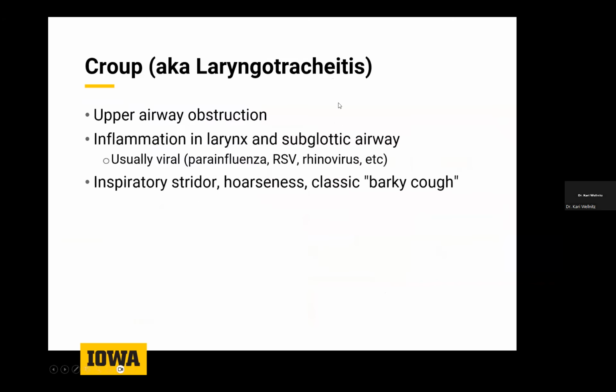So croup, the long fancy name is laryngotracheitis, which describes where you have that inflammation. You have it in your larynx and your trachea. And so this usually occurs in the setting of a viral infection. The classic teaching is paraflu, but you can see it with RSV, you can see it with COVID, you can see it with rhinovirus. And the key features are inspiratory stridor, hoarseness, and this classic barky cough.